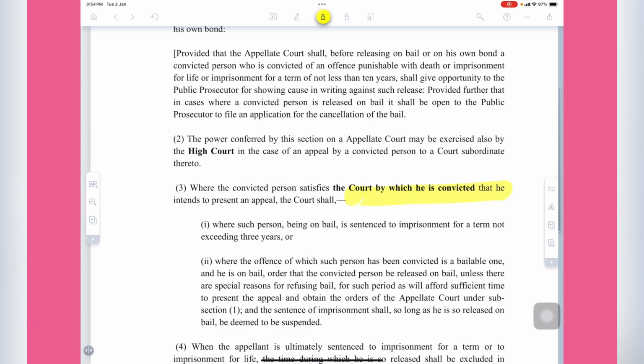There are certain conditions. Condition number 1: the person is on bail and the imprisonment is not exceeding 3 years. It means if an accused person is convicted for more than 3 years, say 4 or 5 years or upwards, the trial court shall not have the power to suspend the sentence. If the punishment is not exceeding 3 years, then and only then can that convict be released on bail or his sentence suspended. Second condition: where the offense of which such person has been convicted is bailable and he is on bail. In that event, the learned trial court can suspend the sentence. So these are the powers.